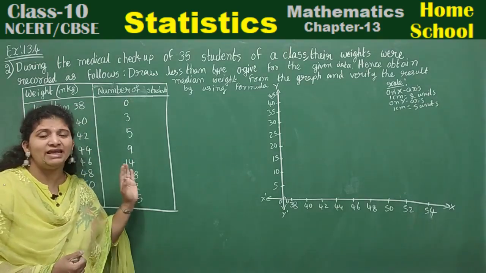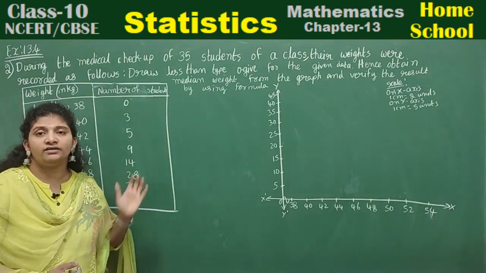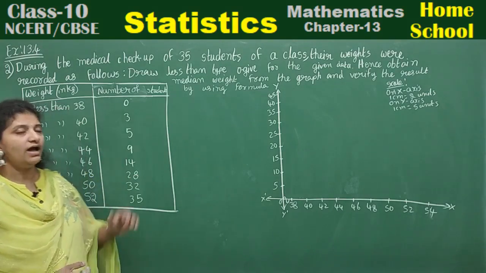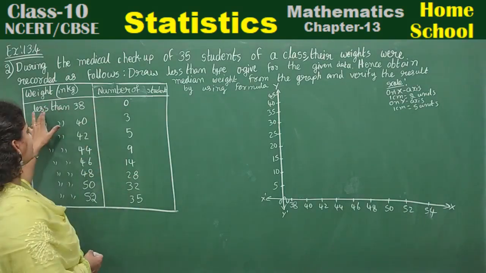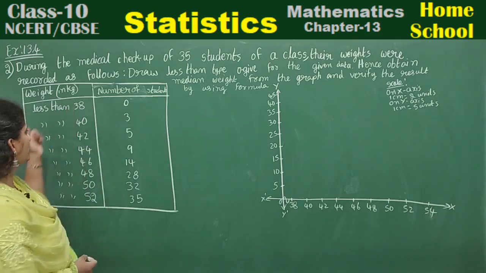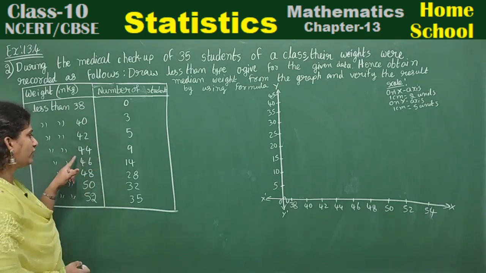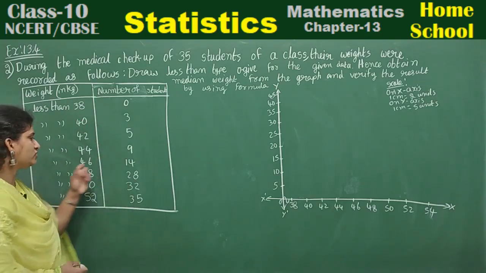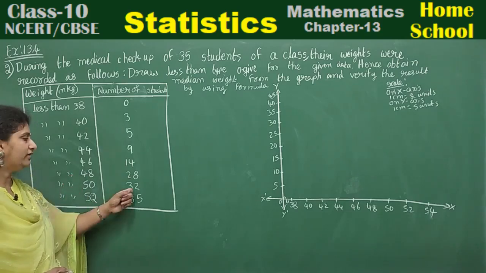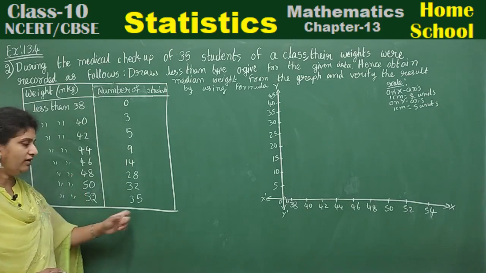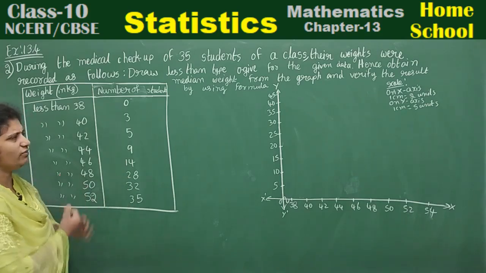What is the problem? In a medical checkup of 35 students in a class, they recorded the weights of these students and they have given the distribution here. That is 0 students less than 38, 3 students less than 40, 5 students less than 42, 9 students less than 44, 14 students less than 46, 28 students less than 48, 32 students less than 50, 35 students less than 52. So observe the frequency here.